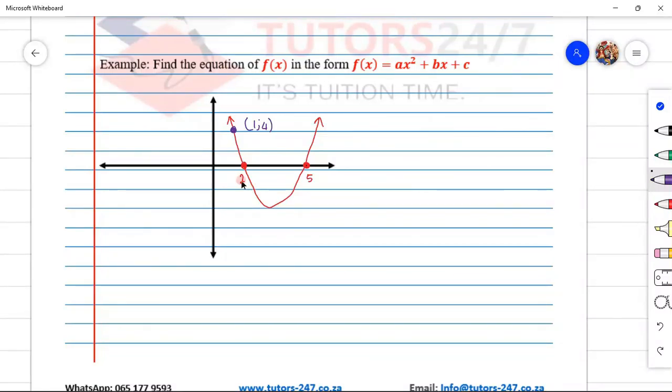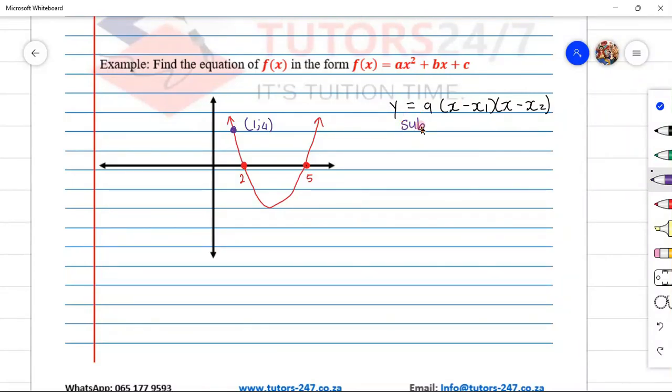So we have our x-intercepts, which is 2 and 5. We have a random coordinate, which is 1 and 4. So now we are going to use our x-intercept form because we are given our x-intercepts and our random coordinate. If we were given our turning point and a random coordinate, we would use our turning point form. So our x-intercept form is y equals a into x minus x1, x minus x2, where x1 and x2 are our x-intercepts.